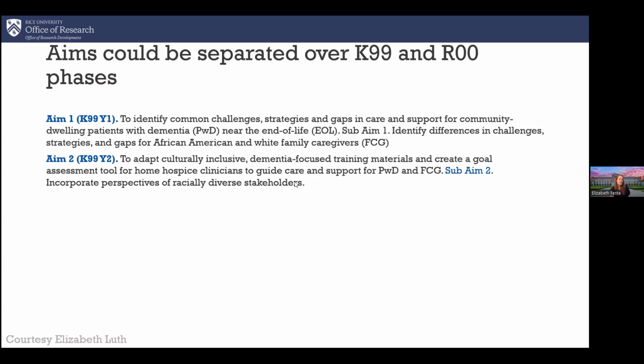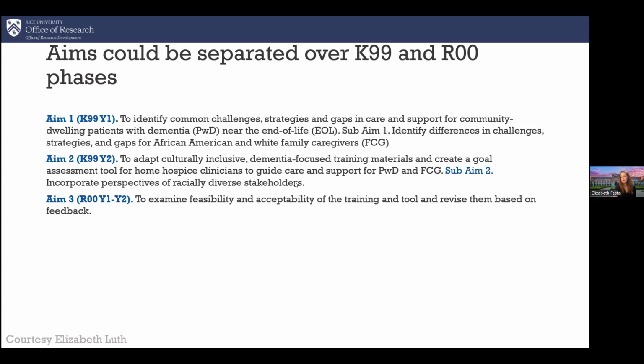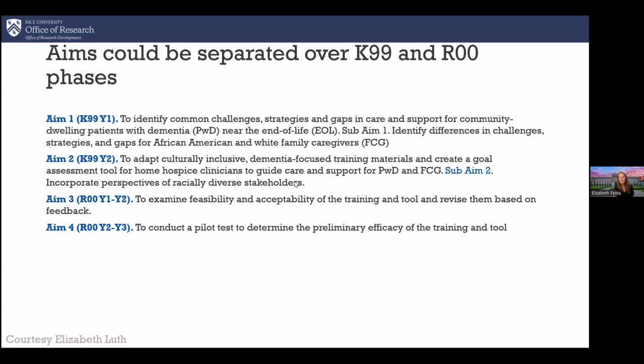Aim 2, also in the K99 phase in year 2, adapting culturally inclusive dementia-focused training materials, creating a goal assessment tool for home hospice clinicians to guide care and support for patients with dementia and family caregivers, and incorporating perspectives of racially diverse stakeholders. Aim 3 is then in the independent phase, year 1 and 2, examining feasibility and acceptability of the training and tool and revising them based on feedback. And aim 4, conducting a pilot to determine the preliminary efficacy of the training and tool. So that's very neat and satisfying, that kind of separation that she has between the K99 and R00.